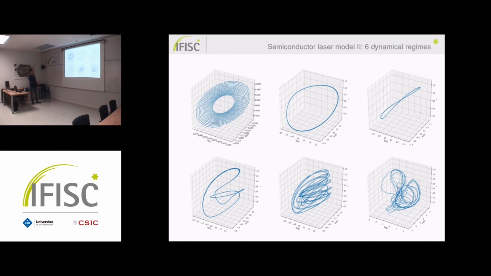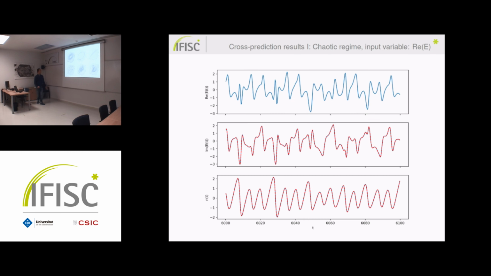This is a stationary fixed point. This is a periodic dynamics, also this one. This is period 3 dynamics. This is quasi-periodic dynamics. And here we can see in this trajectory in the phase space a strange attractor, which corresponds to chaotic laser dynamics.